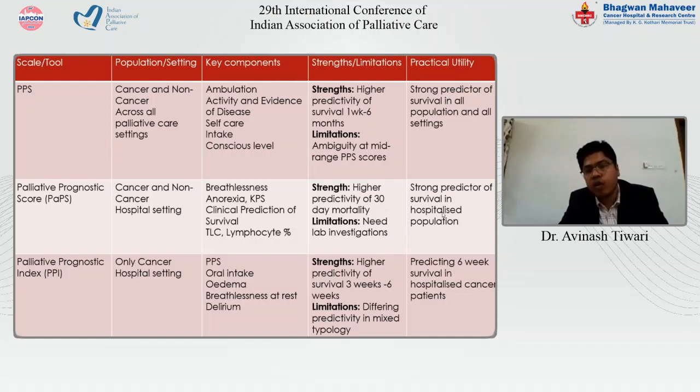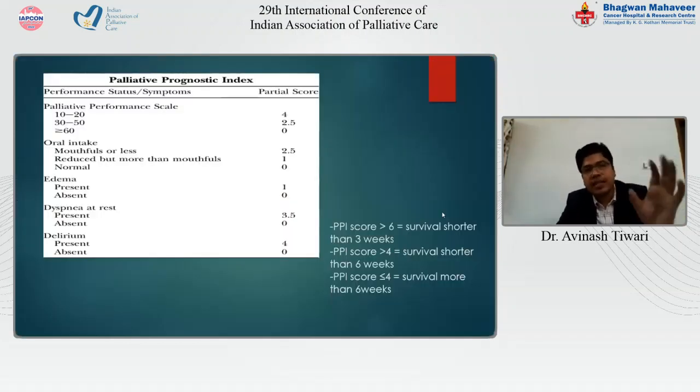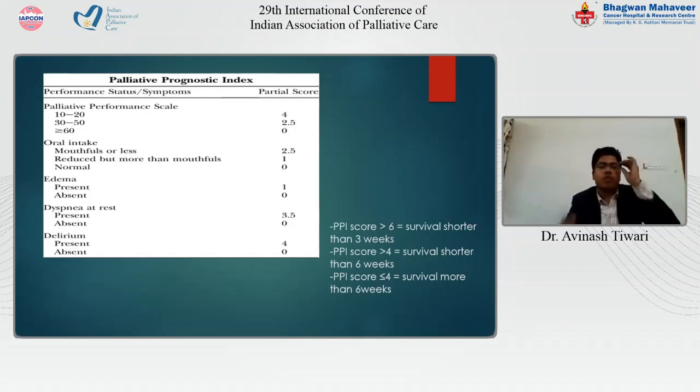Talking about the Palliative Prognostic Index, it has been evaluated basically in the hospital setting, but it has also been evaluated in hospice and home care settings, and we are doing a study in which we are validating it on an OPD basis. I am doing it in the OPD setting, and the data is going to be published very soon. The Palliative Prognostic Index has 5 domains: PPS, oral intake, edema, dyspnea, and delirium. Each indicator is given marks, and it is very easy to score in this tool. For a PPI score more than 6, the higher the score, the shorter the survival. A PPI score more than 6 means less than 3 weeks survival, more than 4 means less than 6 weeks survival, and a PPI score less than 4 means more than 6 weeks survival. This is how it categorizes survival.